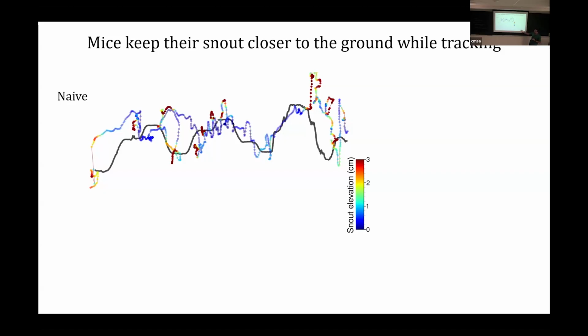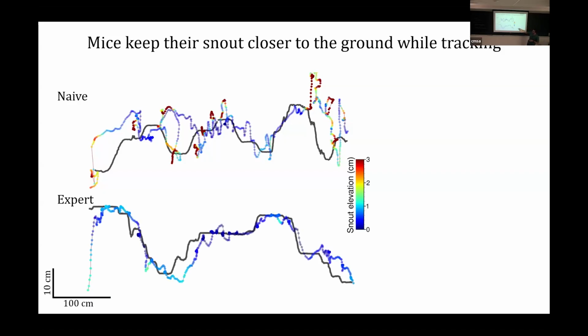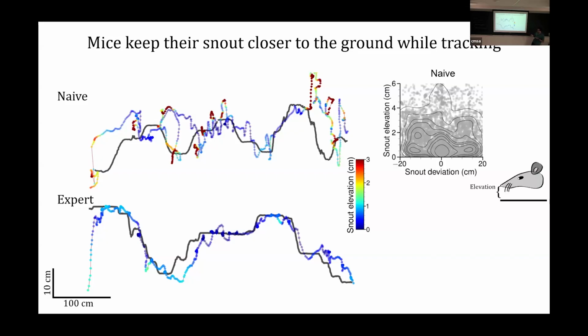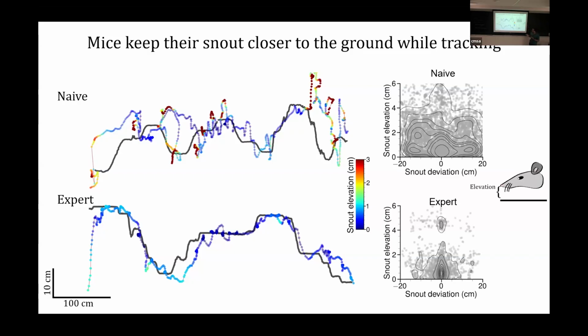The general idea here is that, because we have a secondary camera from the side, you can also quantify how they sample the trail space. And if you look at this, a naive mouse essentially spends time not just away from the trail, but also sampling in the air a little more than the trail itself. By the time they become expert mice, they just follow the trail by keeping the snout close to the ground. If you now look at the distribution of the snout in space, in a naive mouse this is very variable and all over the place. In an expert mouse, it's tightly centered around the trail, but also close to the ground.